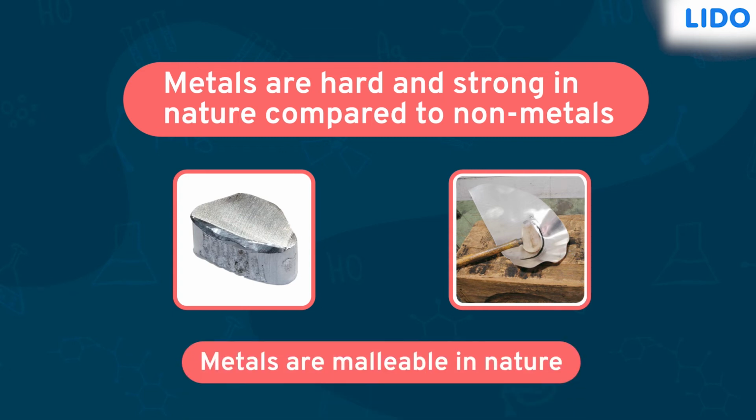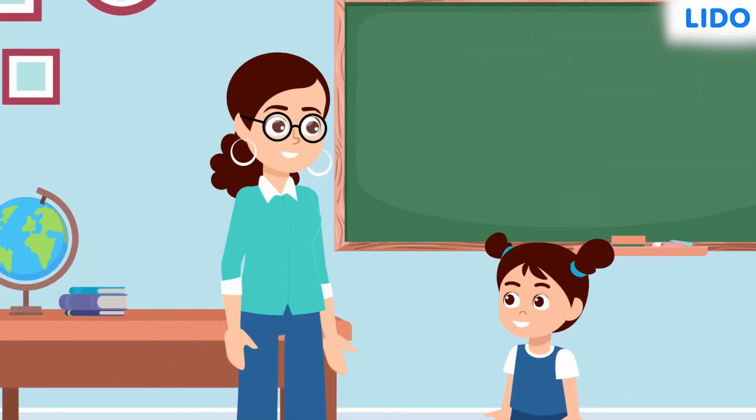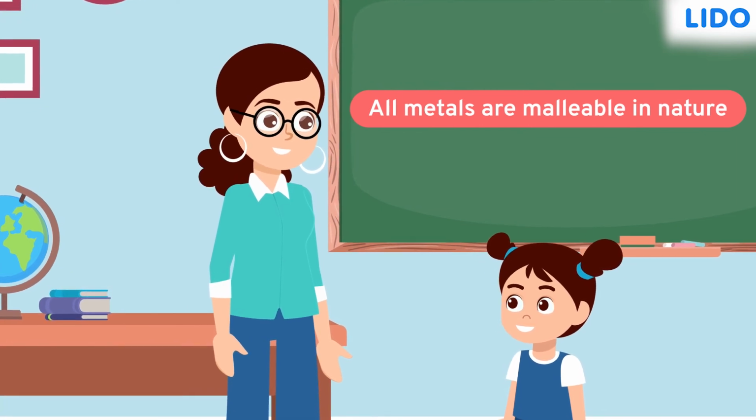Aluminium will turn into thin sheets without breaking or cracking, and we can also get it back to its original shape. This property of beating metals into thin sheets is known as malleability. With this, the teacher concluded that all metals are malleable in nature.